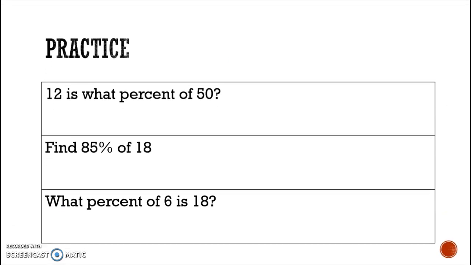Alright, so again, pause the video, go ahead and try this, and when you're done you can unpause it and we can try these together.